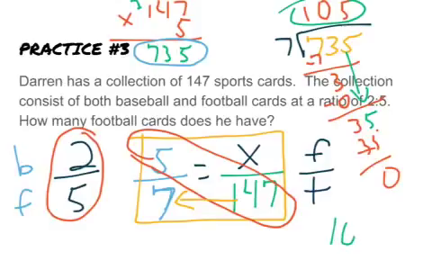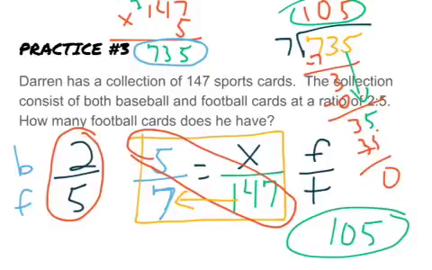So 105 out of the 147 cards would be the football cards. Okay, that's a few practice problems at using a proportion.